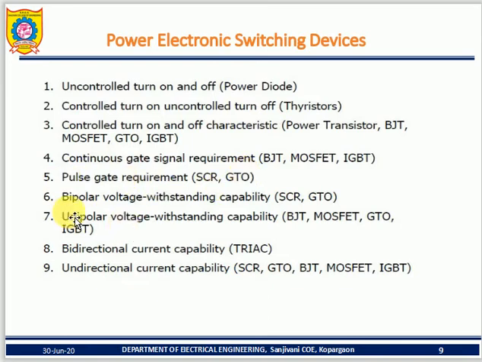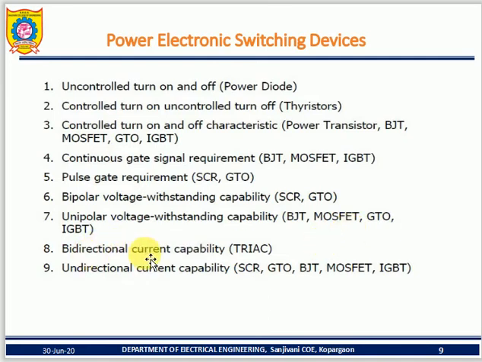Next is bipolar voltage withstand capability. It has the capability to withstand bipolar voltage. Unipolar voltage withstand capability applies to the remaining devices, BJT, MOSFET, and GTO, which come under that one, both unipolar as well as bipolar.